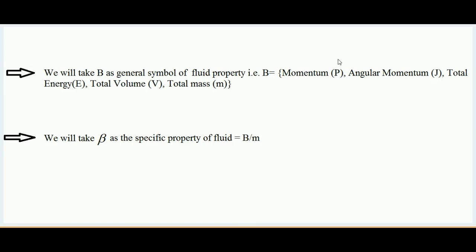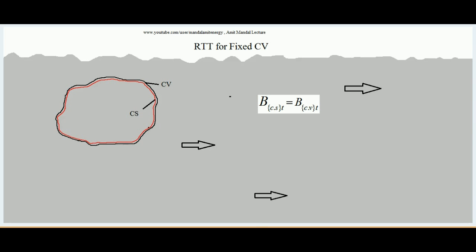For example, in case we divide the angular momentum of the fluid with the mass of the fluid system, then it is specific angular momentum. Similarly, if we divide the total volume of fluid with the mass of fluid, we will get specific volume. If we divide the total energy of fluid with the mass of fluid, we will get specific energy. So beta is the general symbol for a specific property of fluid, and B is a general symbol for all the properties of fluids which have their significance with fluid flow and Reynolds transport theorem.